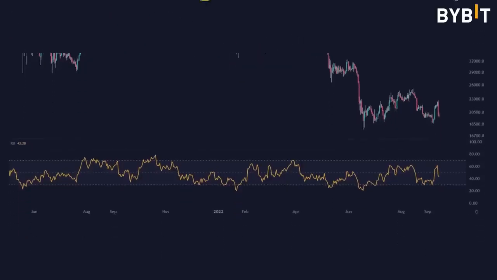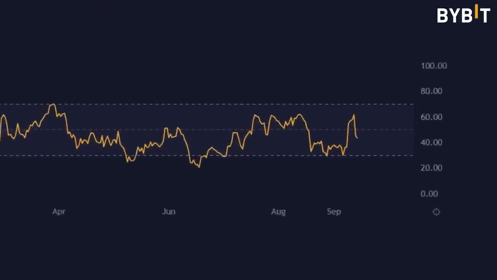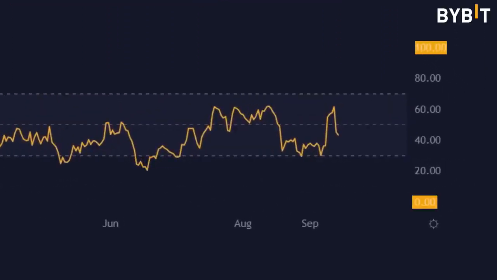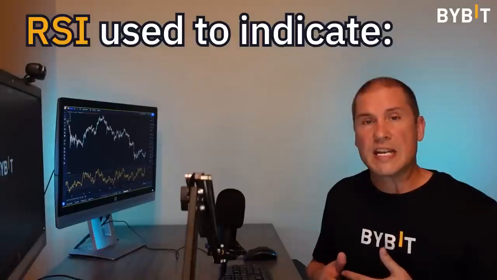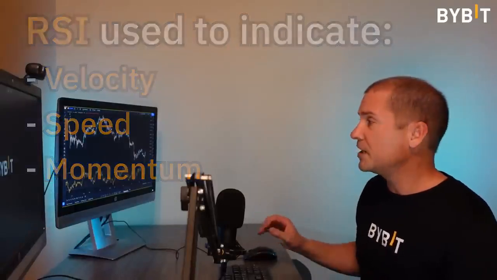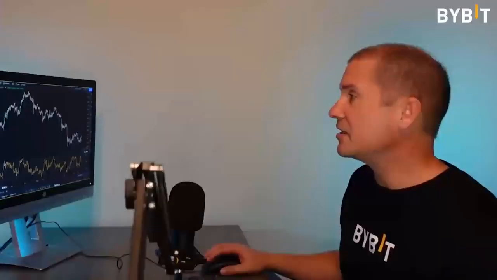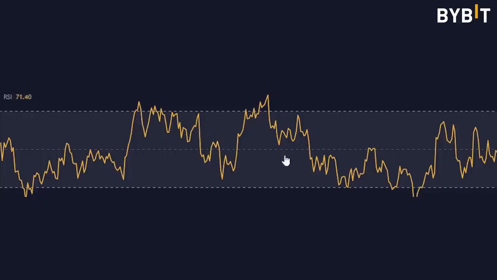The RSI is a single line that will appear at the bottom of the chart. It is bound between the values of 0 and 100. RSI is used to indicate the velocity, speed and momentum of the market. So for example, if we see a high value, like 70 or 80, that simply means that the market is in an uptrend, and a very strong uptrend. On the flip side, if we see a value down near, let's say, 30 or 20, that simply means that the market is in a very strong downtrend.